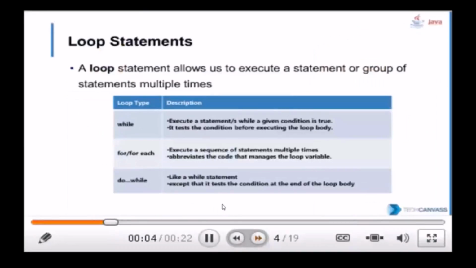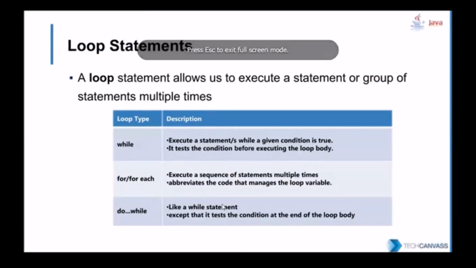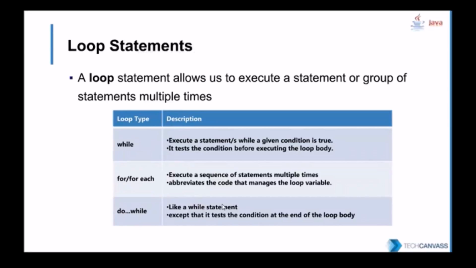So a while loop executes a statement while a given condition is true. It tests the condition before executing the loop body. In a while loop, we run a particular code block until a condition is true. Every loop is executed till a condition is true, and then it is terminated once the condition turns false.